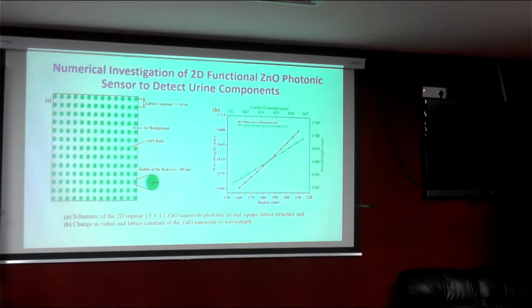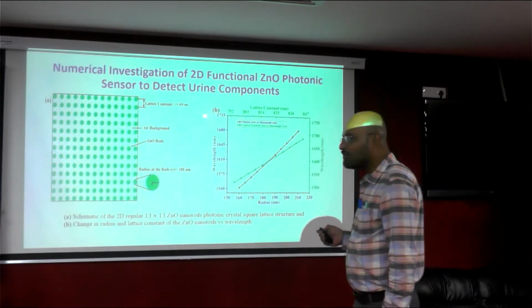We have not stopped here. We did another structure to detect some other diseases. So what is that? It is the numerical investigation of a 2D functional ZnO photonic sensor to detect urine components.